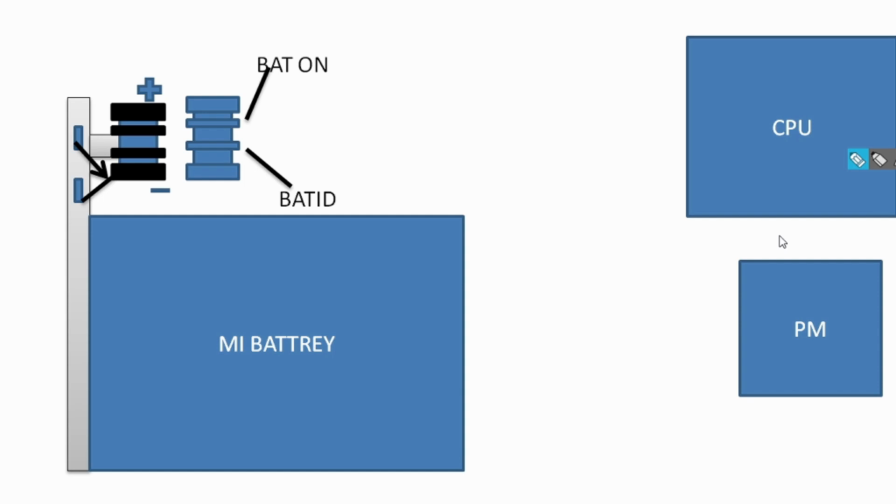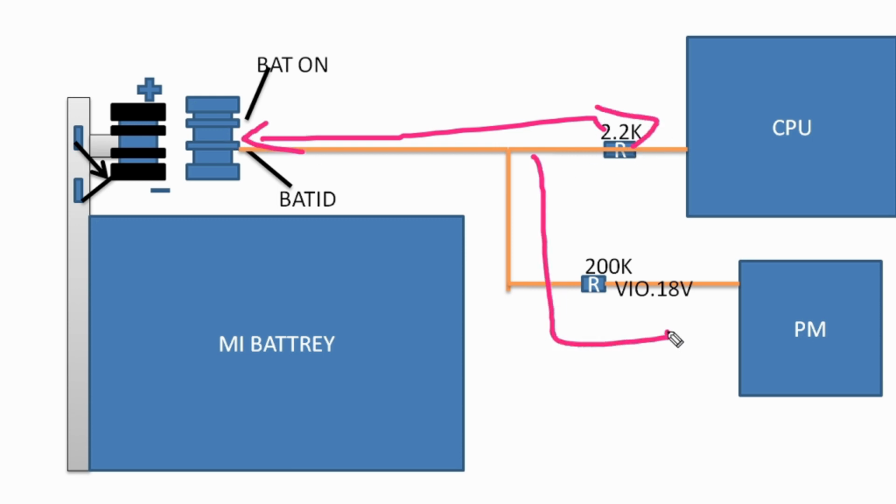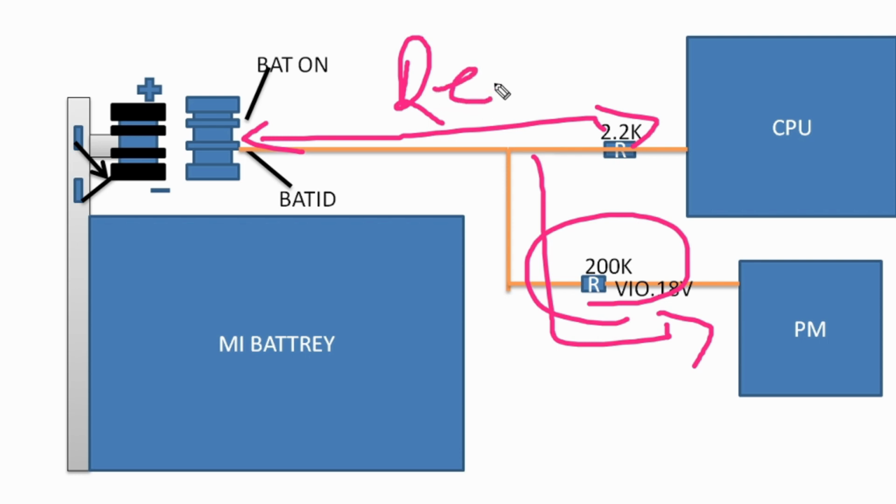First we talk about the Batt ID line. The Batt ID line works on a divider circuit. I already told you how a divider circuit works, right? Now on your screen there is a CPU, a power IC, and a battery connector. The Batt ID line is connected between the battery connector and the CPU, and also connected to the power IC, through a heavy resistance of 200 kilo ohm, right? In most cases it's 10k to 100k, but in this diagram we have 200 kilo ohm because this diagram belongs to model Redmi 9A, right?